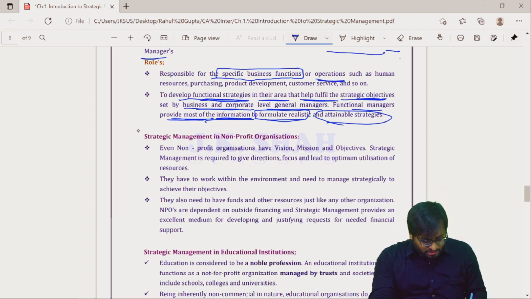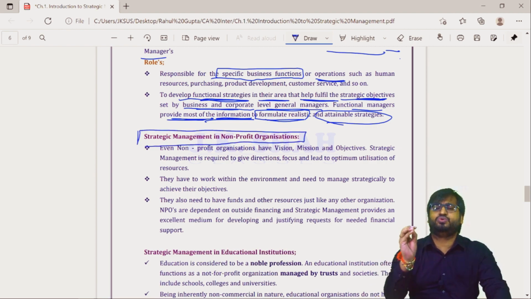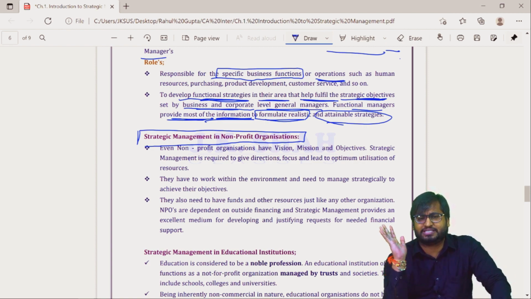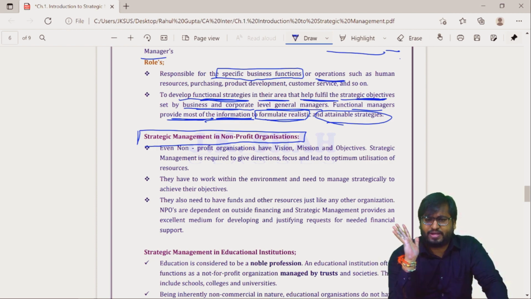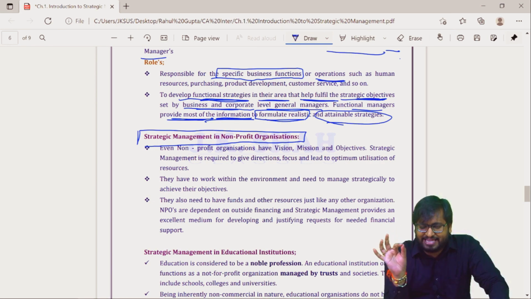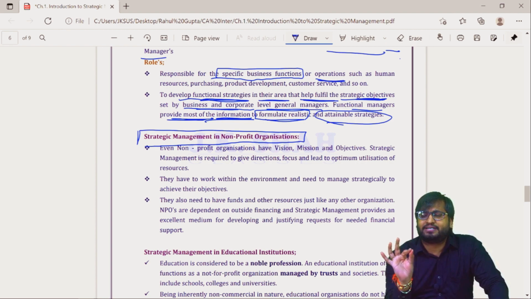Next point, strategic management in non-for-profit organizations. Now, what do you mean by non-profit organization? And firstly, think, do we require strategic management in non-for-profit organizations? Do we or we don't require? Think. Yes, we do require strategic management in non-for-profit organizations also.